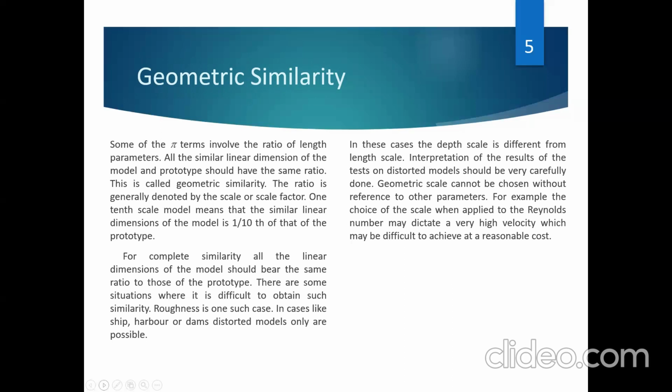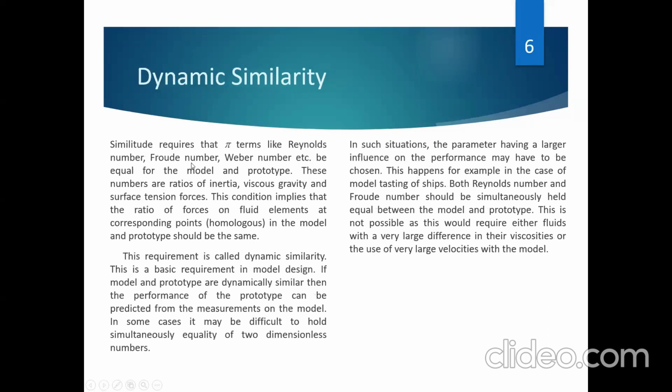For example, the choice of the scale when applied to Reynolds number may dictate a very high velocity which may be difficult to achieve at reasonable cost. Dito na papasok yung ibang similarity. So, papasok na yung dynamic similarity. Ito yung may mga velocity na, di ba?